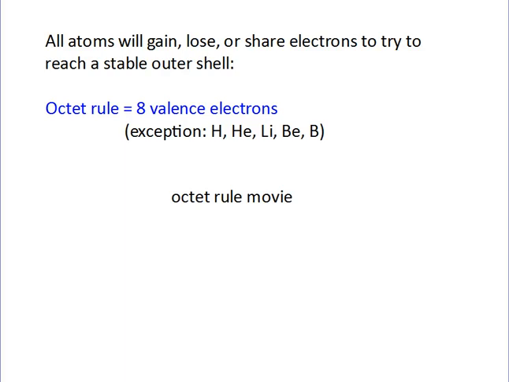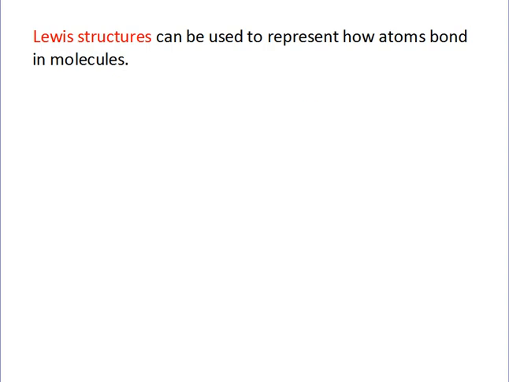So we've already learned about the octet rule. Octet rule means we have 8 valence electrons. There's a couple exceptions to this. Hydrogen only has 2, helium has 2, which is its maximum. Lithium normally goes to 2 because it drops electrons, and so on. So we're going to use Lewis structures to represent how the atoms bond when we're talking about molecules.